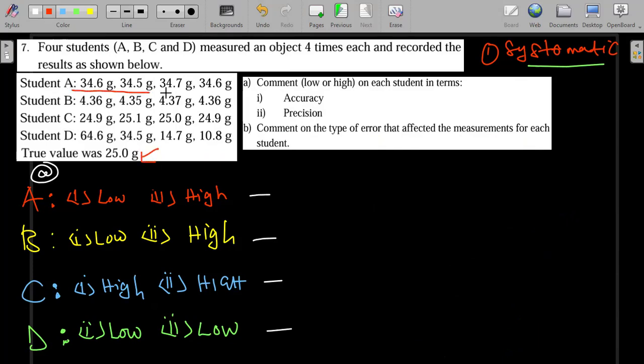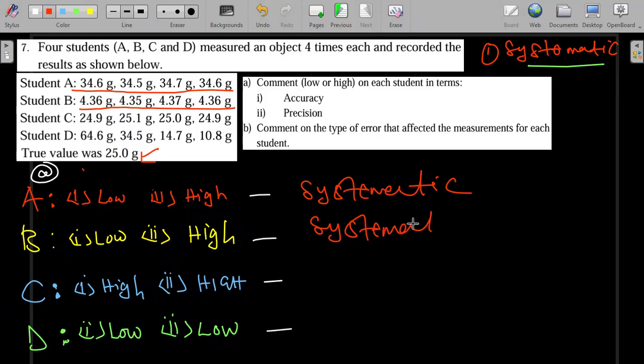On student A, we can see that all the measurements here are greater than 25, so we're going to say here the error is a systematic error. B, all the measurements are less than the true value, so that will be systematic error again. And then C, are these errors in one direction or in both directions? The true value is 25.